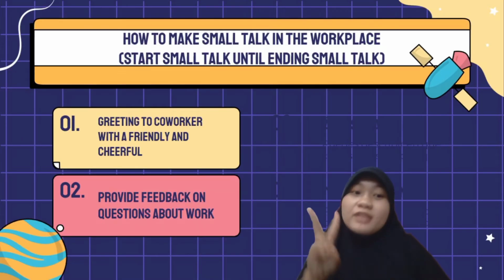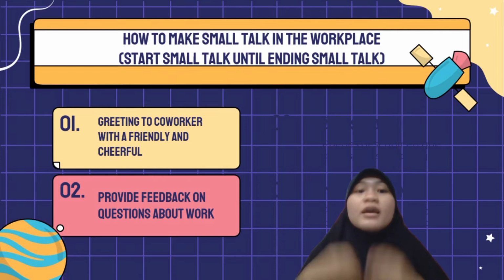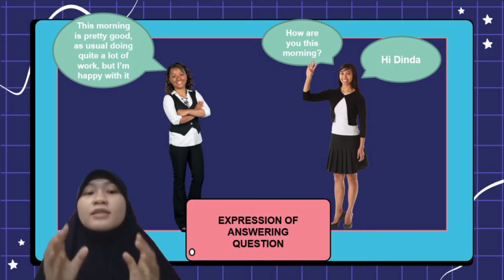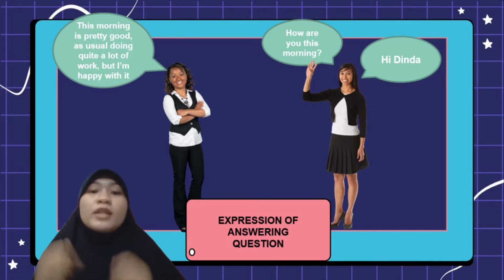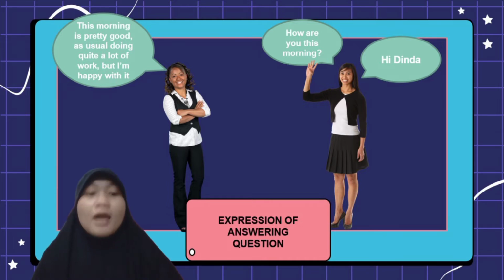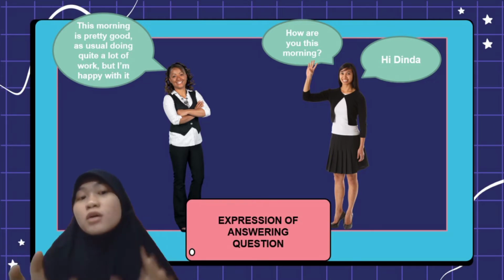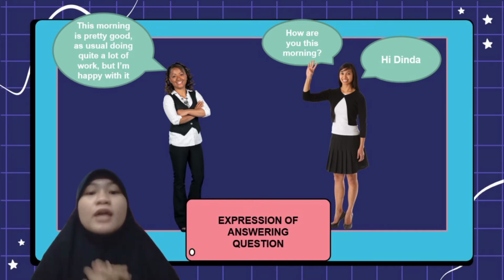Okay, this second step is to provide feedback on questions about work. For example, if someone asks "How are you doing?" respond with "This morning is pretty good and as usual doing quite a lot of work, but I'm happy with it." Usually, some coworkers also ask about information related to the project. When it comes to work, stay positive. That is, do not cause gossip in the company that will create conflict between coworkers.